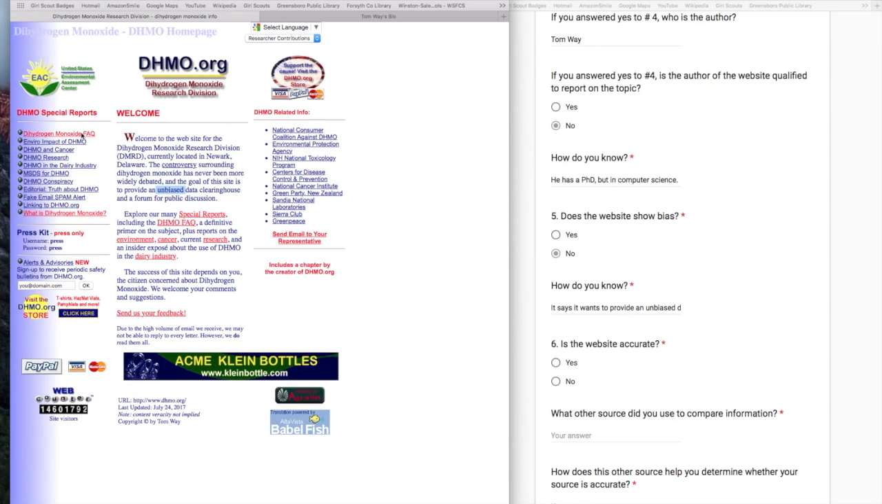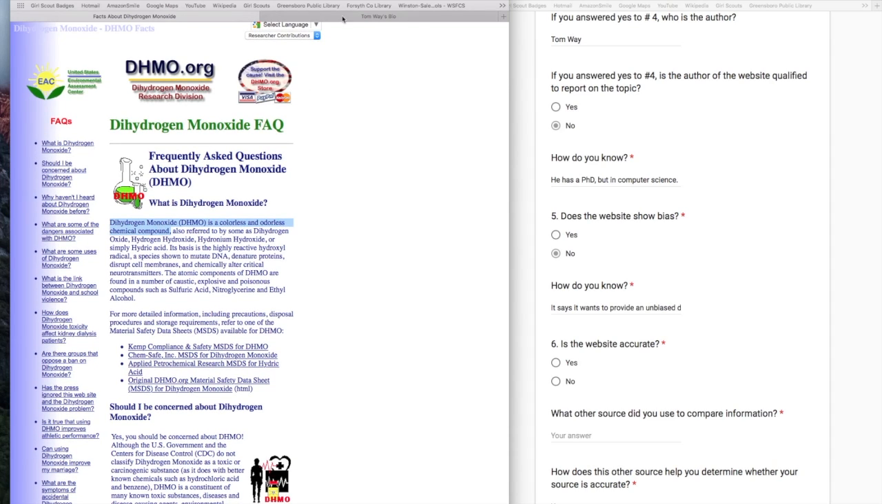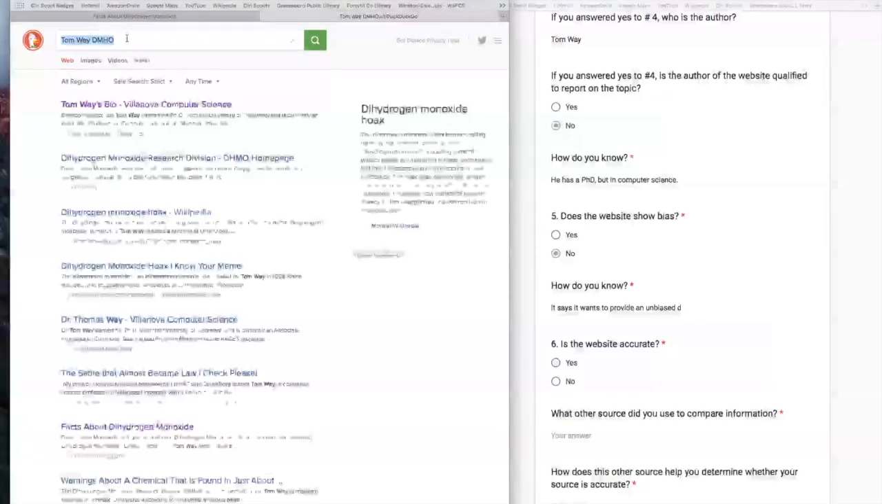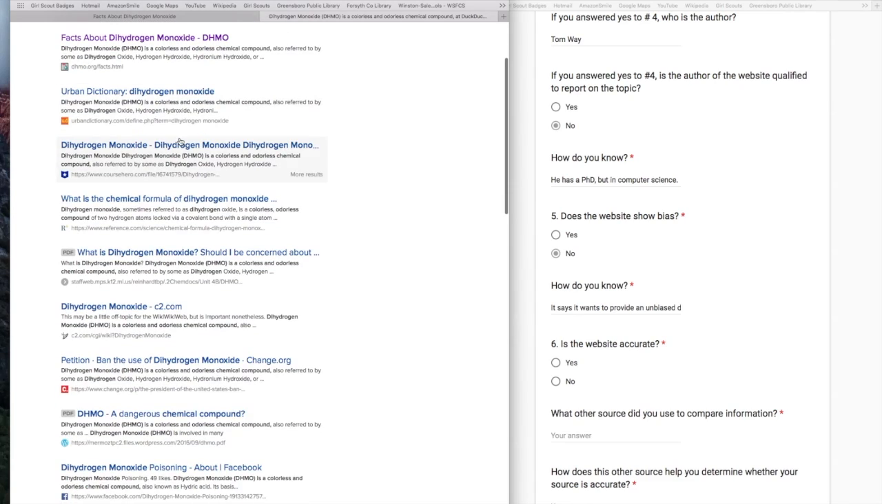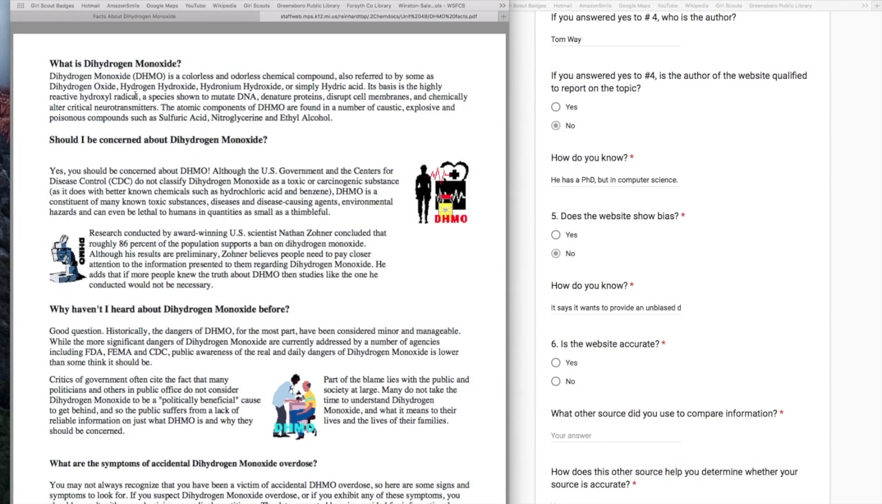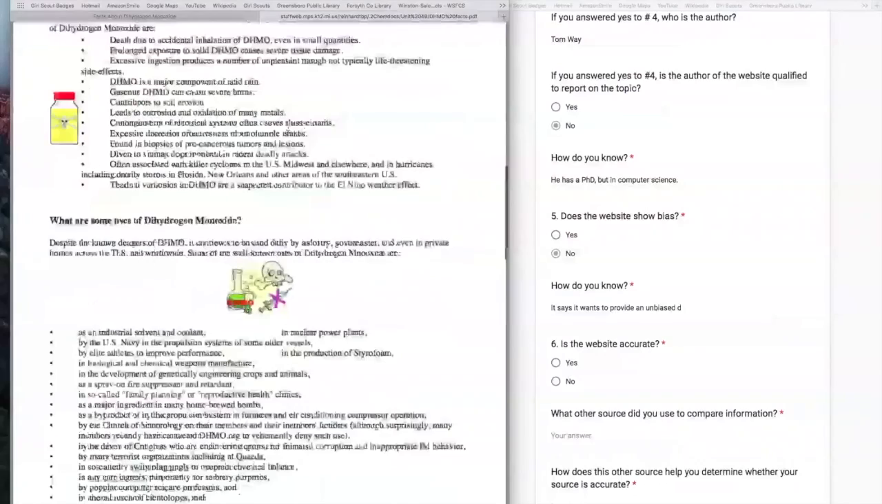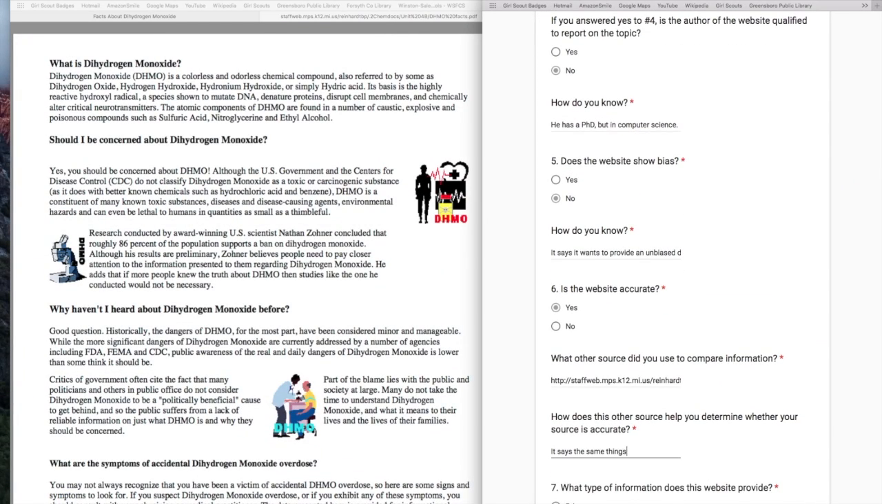To verify accuracy, I instructed students to take one fact from the website and see if they could verify it with another source. So we copied and pasted information about DHMO, and searched to see if that information could be found in another source. The results of this search showed multiple places discussing dihydrogen monoxide. This PDF file almost exactly has word for word the same thing from our website. A student would rightfully consider this information to be accurate based on that search.